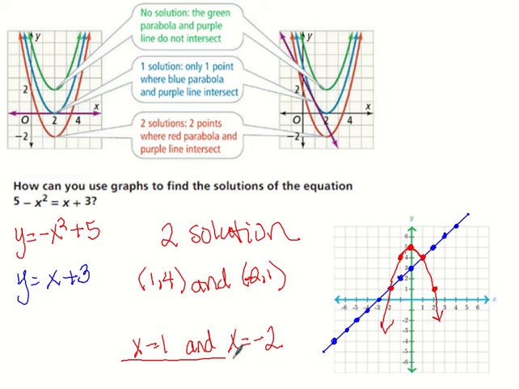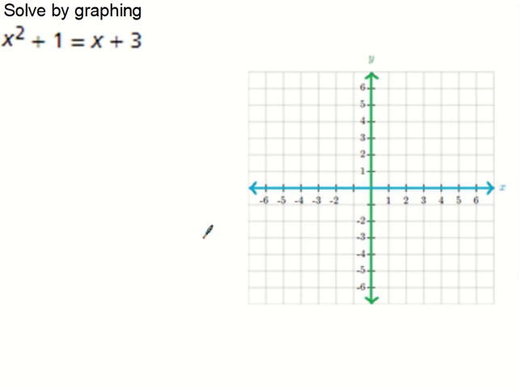All right. Let's go to the next one. We're going to solve by graphing. Again, I'm going to just split them up. y equals x squared plus 1, just so that we have them more in graphing form. y equals x plus 3. That's really nice. It's the same exact graph as last time. I already know where its y-intercept is.